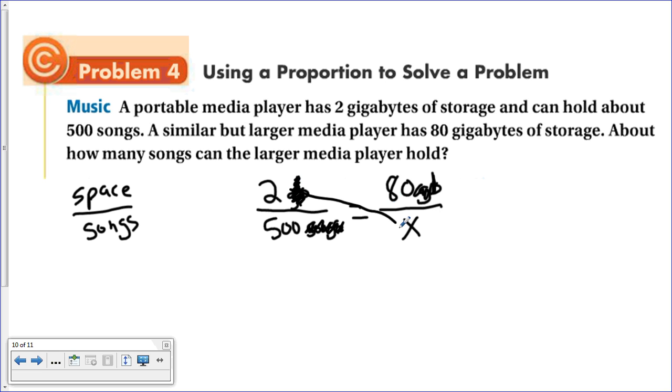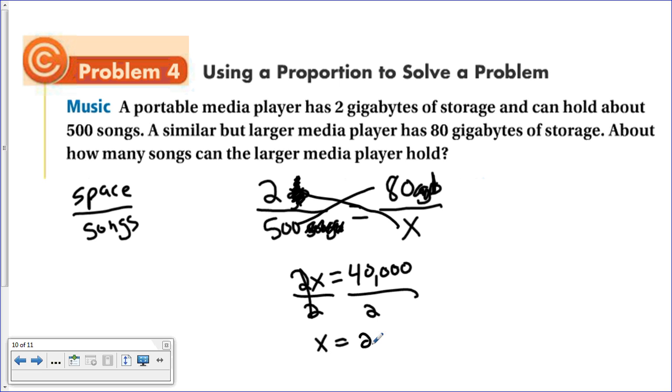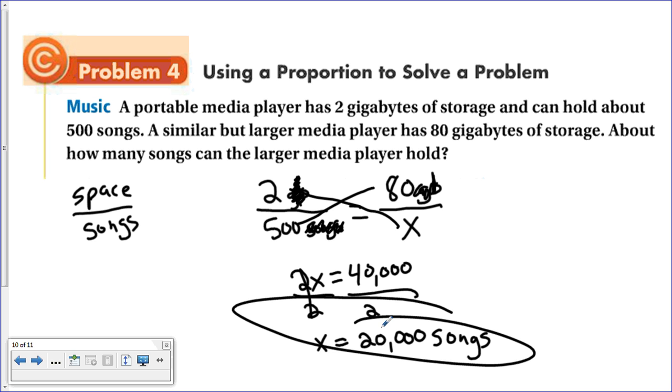So, cross multiply. 2 times x, 2x. 500 times 80, 40,000. Divide by 2. These cancel. x equals 20,000. And now is where you have to remember 20,000 what? 20,000 songs. And that is your video.